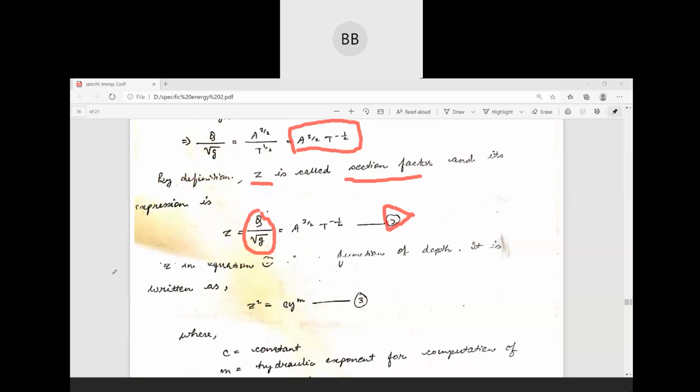So in the next line you write Z in equation number 2 is a function of depth. So it can also be written as, you write this expression, Z square equal to C Y to the power M. That M you write capital. This M is capital, don't write small. You write Y to the power M, that is your capital M. And put equation number 3.